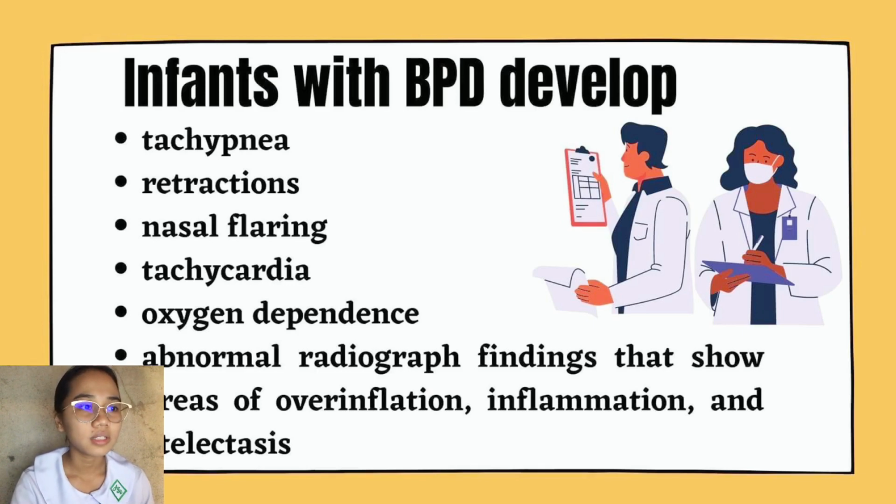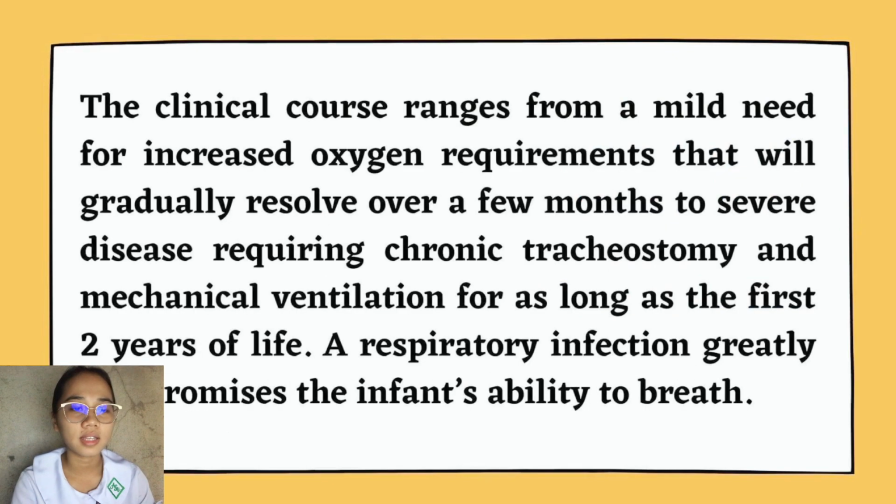Tachycardia is when your resting heart rate is more than 160 beats per minute. Oxygen dependence, abnormal radiograph findings that show areas of overinflation and inflammation. Next is the clinical course, which ranges from a mild need for increased oxygen requirements that will gradually resolve over a few months to severe disease requiring chronic tracheostomy and mechanical ventilation for as long as the first 2 years of life. A respiratory infection greatly compromises the infant's ability to breathe.